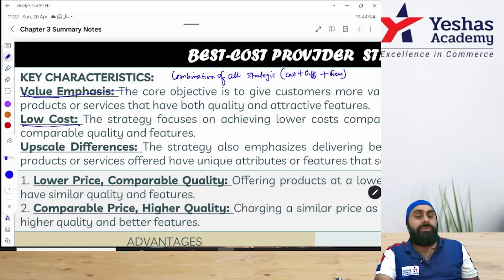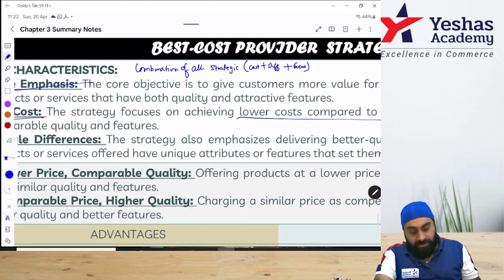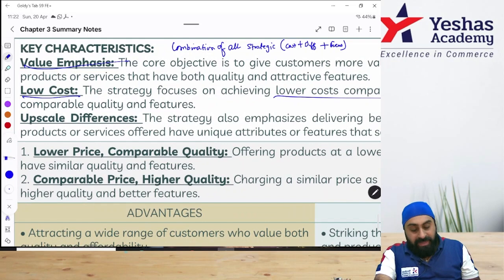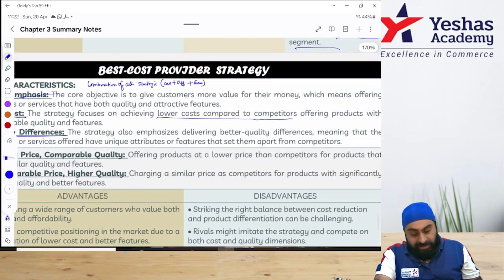Low cost. How can you reduce the cost of the product? Achieving lower cost compared to the competitors. Upscale differences. How can you create differences, because you want to create lower cost, also differentiation, also focus. So it's a beautiful combination of all the things together.